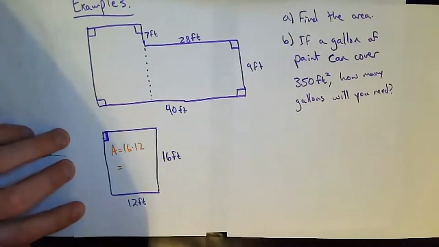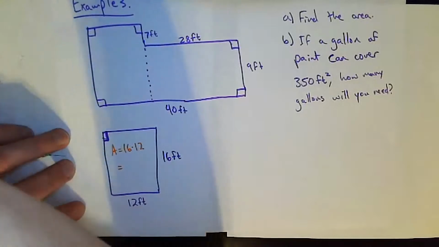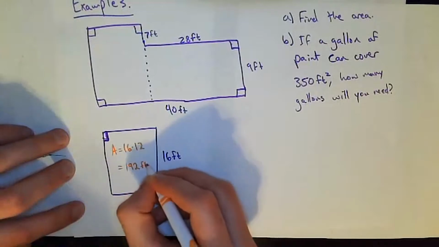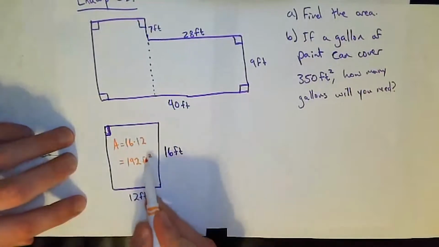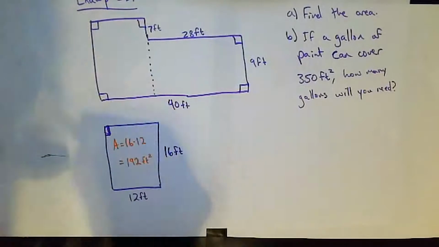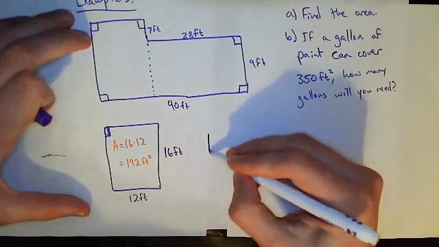So just pop that into the calculator. 16 times 12, and we get 192 square feet. So I'll say FT squared. That's square feet right there. Feet squared. 192 feet squared. That's this one. Now what about the rectangle on the right?